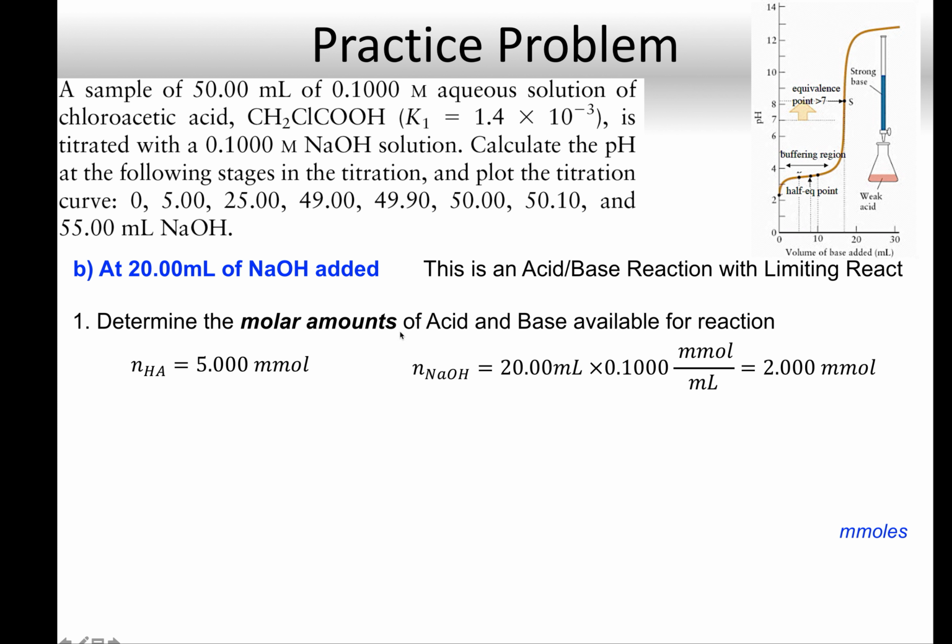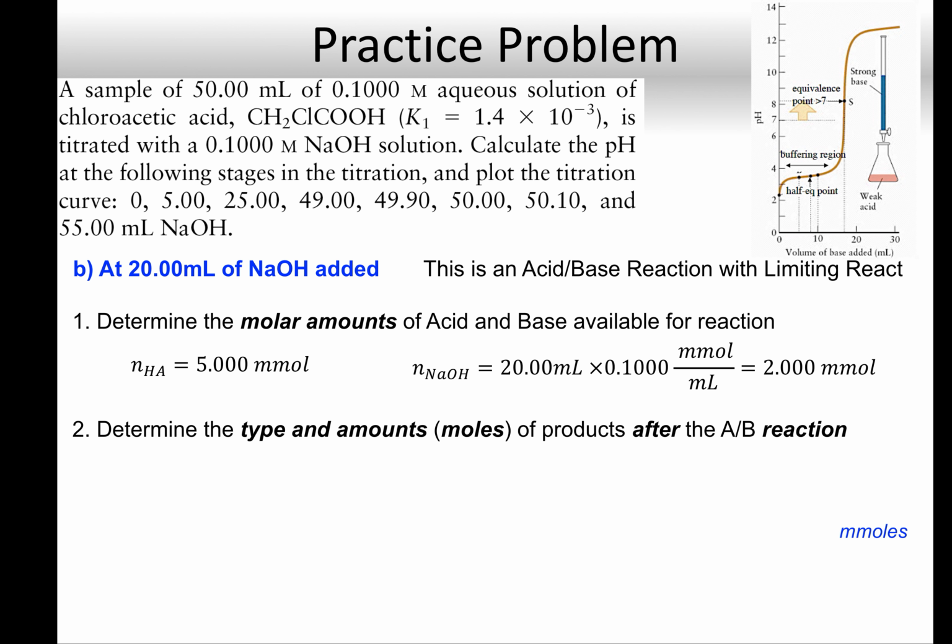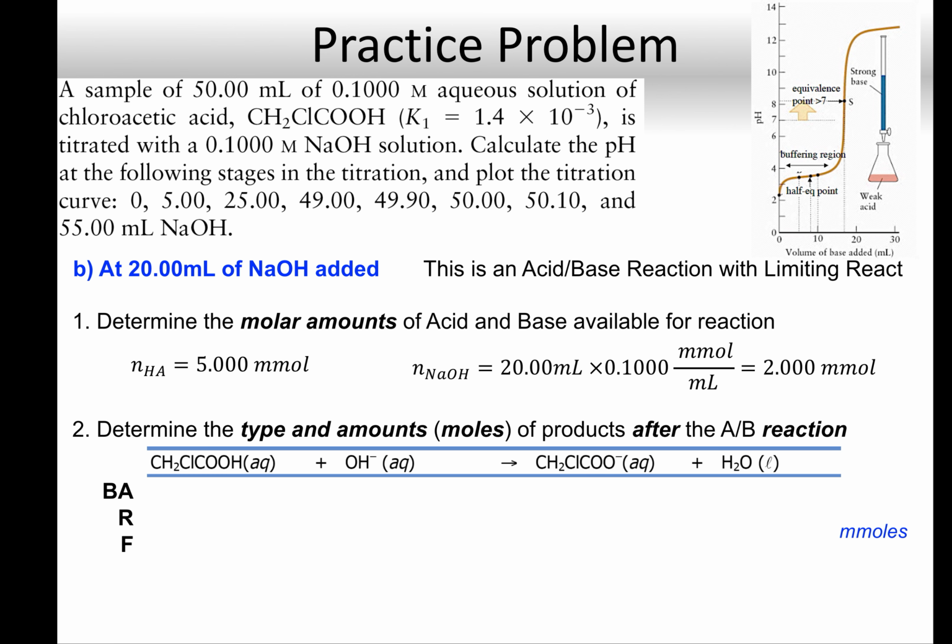We determine the molar amounts of both the acid and the base that we have available for the reaction. We know from the beginning that we had 5 millimoles of the acid. Now we calculate 2 millimoles of the base that are being added. We have to determine the type and the amounts in moles after the reaction between the acid and the base is completed. We use the BARF table again: beginning amounts, amounts during the reaction, and final amounts for the reaction that was completed. We substitute the values 5 and 2.